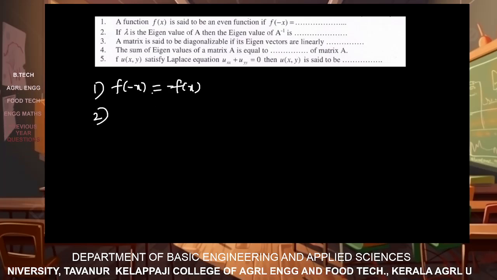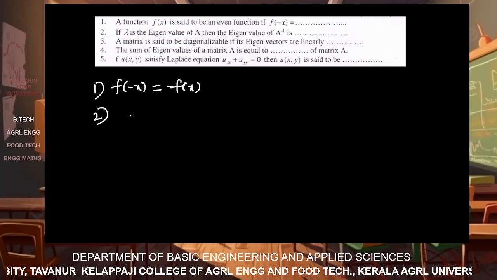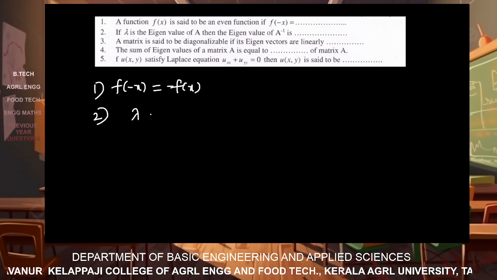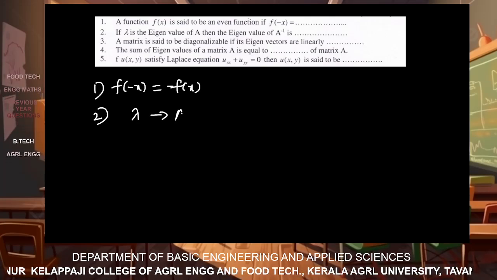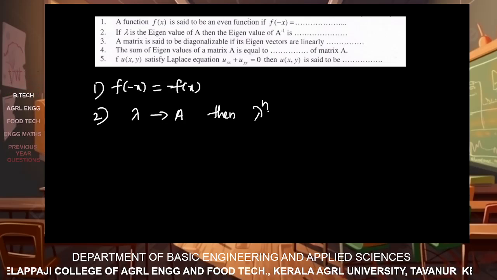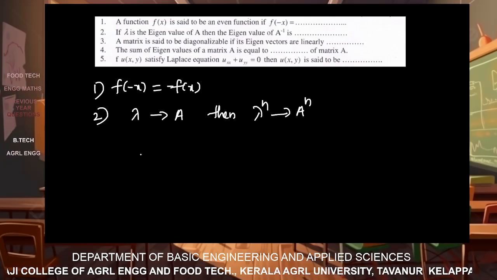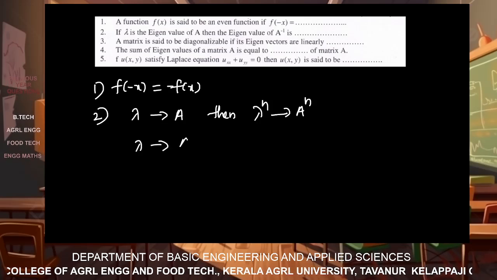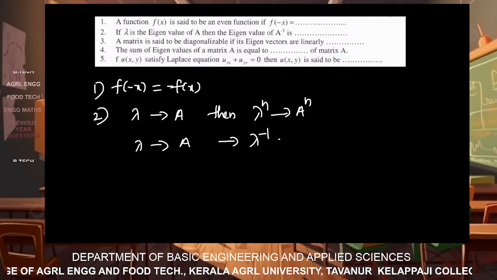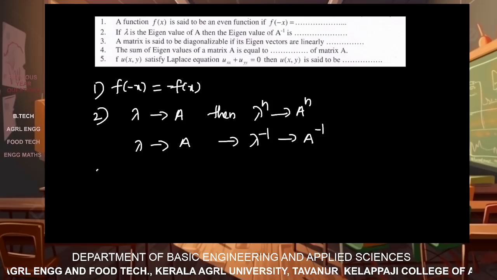If lambda is the eigenvalue of A, then what is the eigenvalue of A raised to minus 1? Now the rule is, if lambda is the eigenvalue of A, then lambda raised to n is an eigenvalue of A raised to n. So definitely, since lambda is an eigenvalue of A, lambda raised to minus 1 is an eigenvalue of A raised to minus 1. That is the answer for the second question.